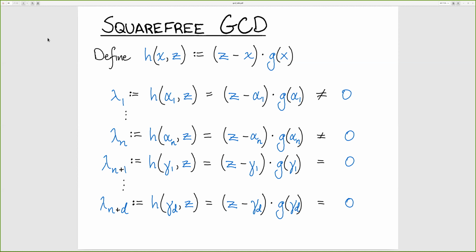The problem is we know how many common roots there are for the purpose of analysis. But of course, this is an algorithm. The algorithm doesn't know this. So what are we going to do?